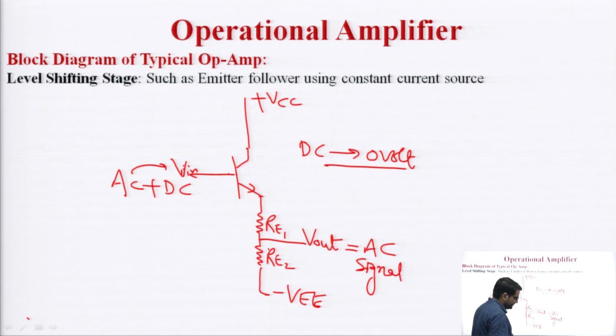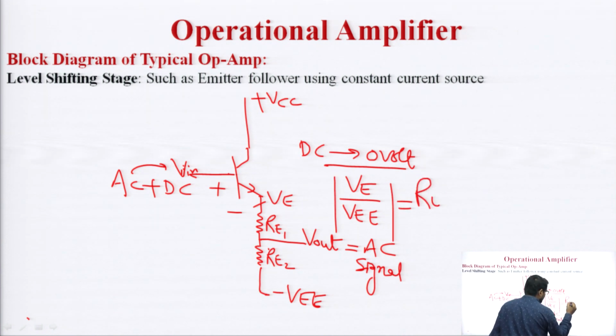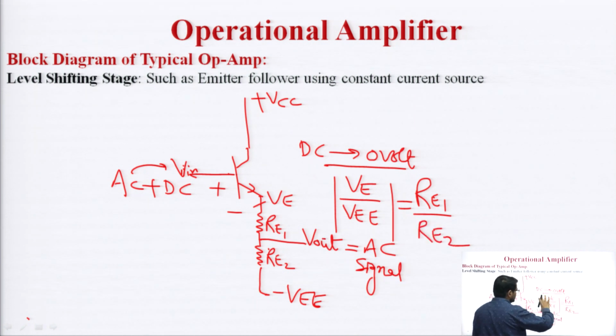The common collector basically works on a virtual ground principle. The virtual ground principle says that if you solve this for the purpose of virtual ground, let us suppose that here is the potential V, then we find the ratio of V versus VE mod is equal to RE1 divided by RE2. This relation says that the common collector amplifier works on a virtual ground principle.